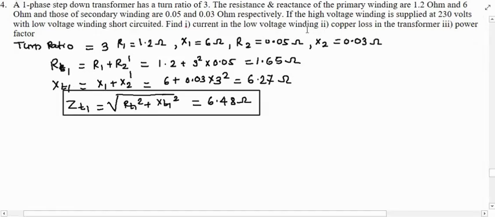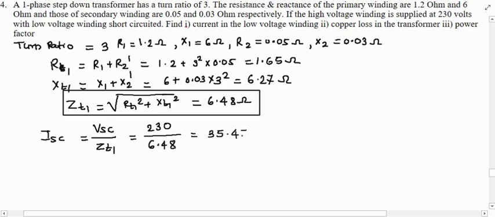Now it is given in the problem that the high voltage winding is supplied with 230 volts while the low voltage winding is short circuited. At that time we can find the short circuit current. Short circuit current ISC is nothing but VSC upon ZT1, or ZSC. VSC is given as 230 volt divided by ZT1, that is 6.48. So you will get ISC equal to 35.47 ampere.